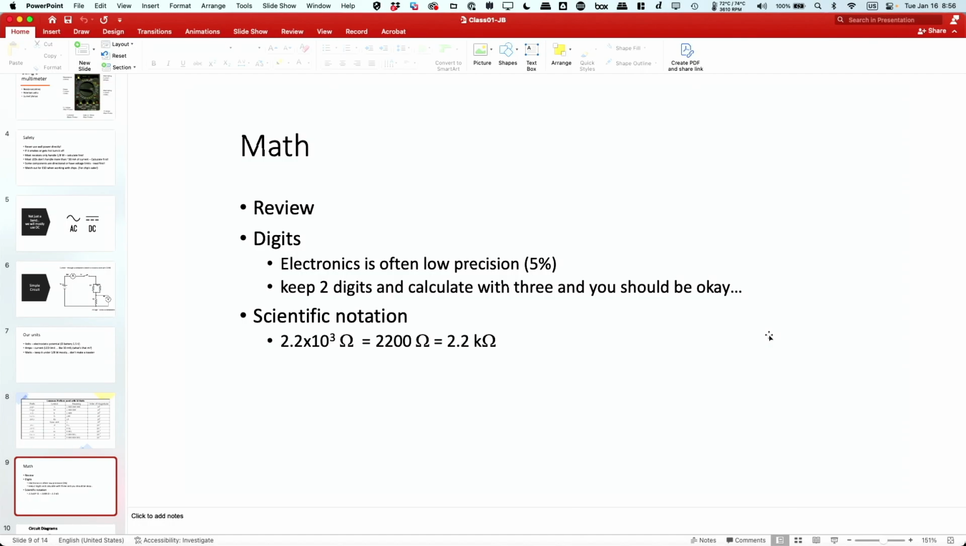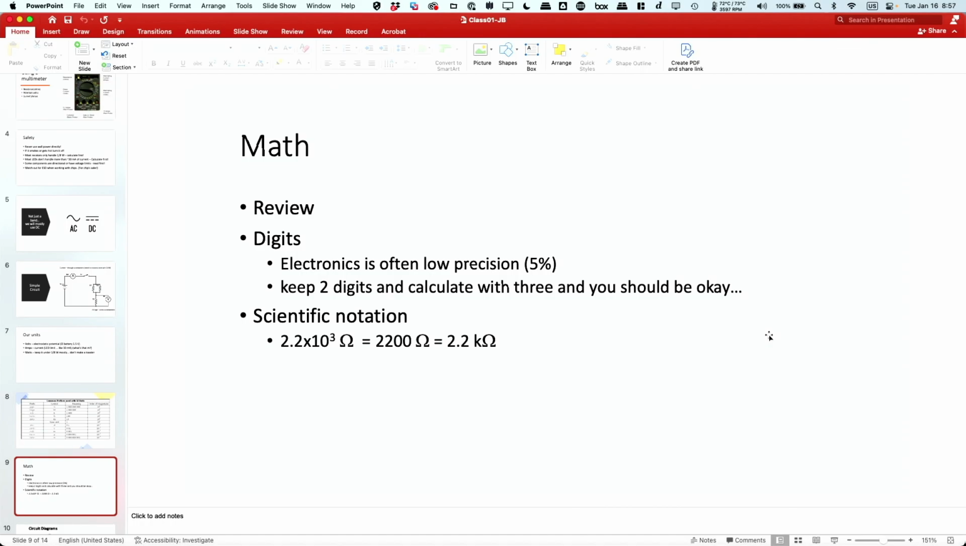So yeah, there's going to be some math, unfortunately. Basically, we're going to be doing relatively low precision computations. Electronics components are fairly crappy normally. The engineering value and the actual value can be off by about 5%. So in that case, you should never need more than 2 digits. The safe thing to do is calculate with 3 and round to 2, and you should be fine.